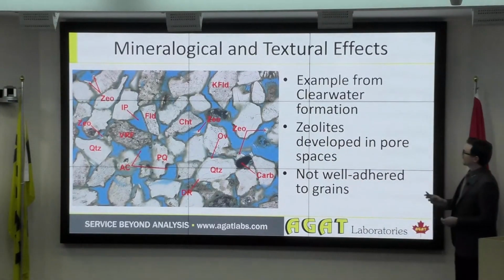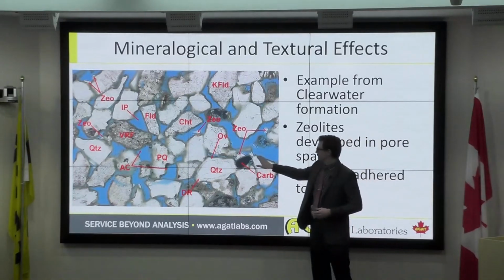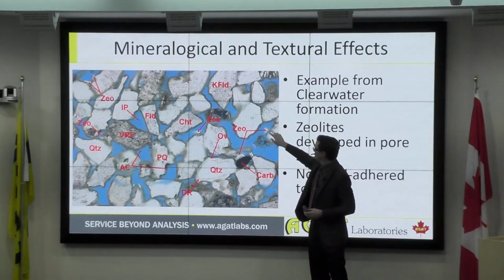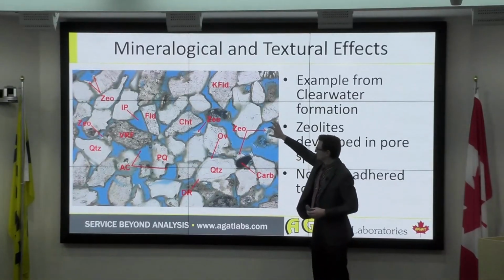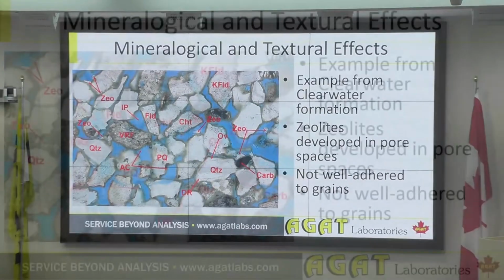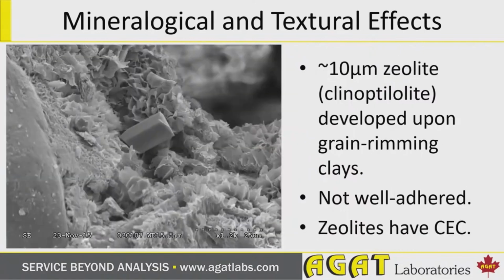And you can actually tell that they are late because they are crystallized outside the grain rimming clays, which are all around all of these grains. They have a huge amount of grain rimming clay, and you can see that it's actually outside that grain rimming clay. That's very important because it implies that it developed quite late, and it may not be well adhered to the substrate. This is actually from a very similar sample, and it's basically an SEM image showing the exact same thing. The nice tabular mineral right in the middle of this diagram is a zeolite phase.